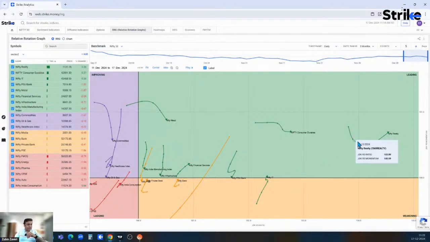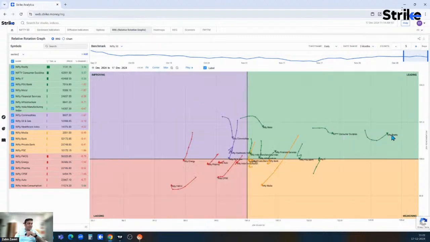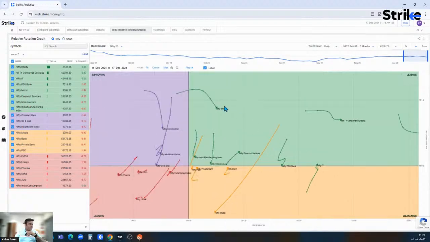Realty was again sloping downwards. The momentum was down till yesterday, and today you can see that the realty index momentum has again started gaining, in the leading quadrant itself. Metals, the momentum is declining.